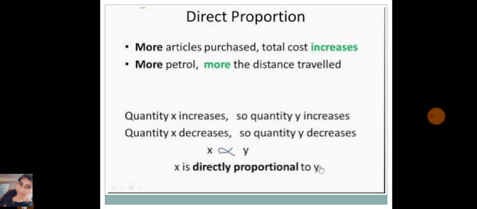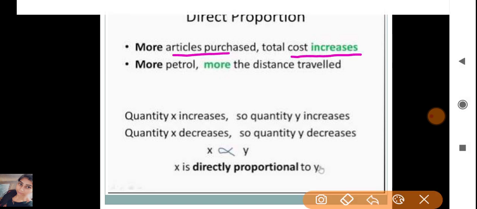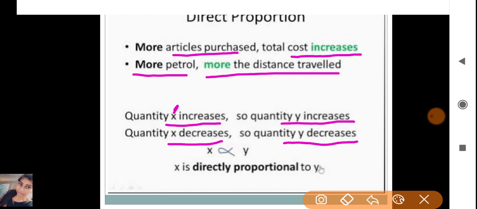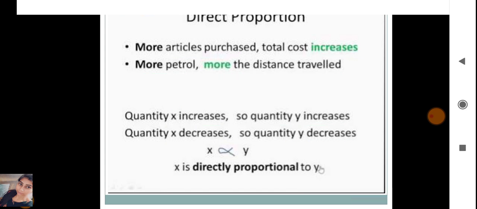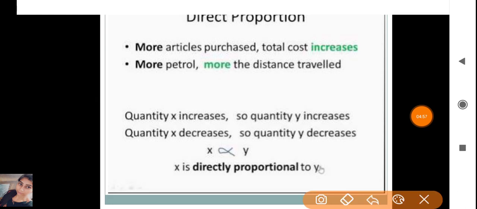Now let us understand some more details about this. I have just given examples of direct proportion: the more articles purchased, the more the total cost increases. When you buy more pens, the cost will be more. The same thing, more petrol, more distance travelled. The more petrol we consume, the more distance we can travel. So if x increases, here I have taken the variable as x, y will also increase, and when x decreases, y also decreases. In such cases we can say that x is directly proportional to y, and we can write it like this.